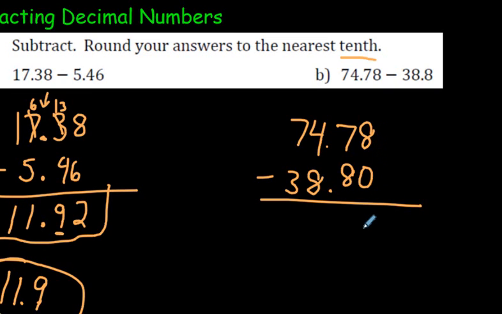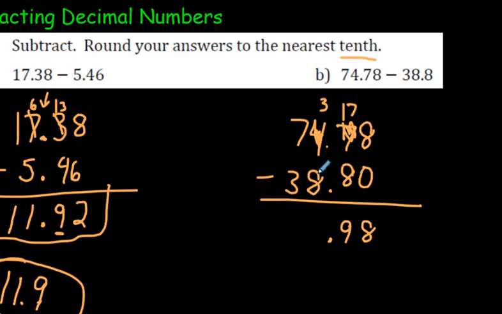8 minus 0 is 8. 7 minus 8, oh no, we have to borrow because the 7 is smaller than the 8. We have to borrow from this 4. So we're going to borrow from the 4, making it become a 3. Let's see here. And this is going to become then a 17. 17 minus 8 is 9. Not using my fingers this time, I'm doing it quicker.